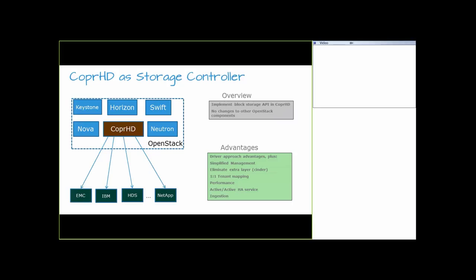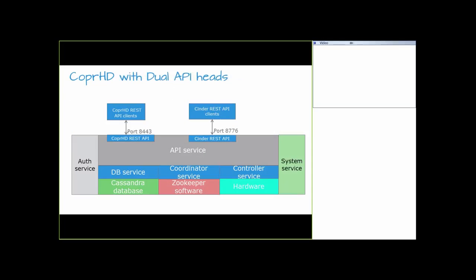What's inside the black CoprHD box? Is this CoprHD as it exists today, or are you putting in some features? This is that picture. The only additional thing, so this is our entire design, right? What we have done is a thin layer here in the API service, which processes the REST API.